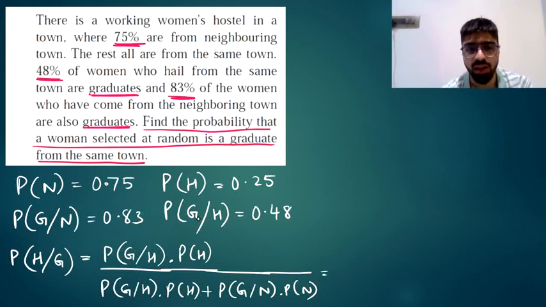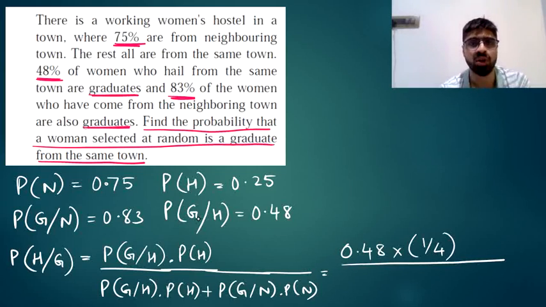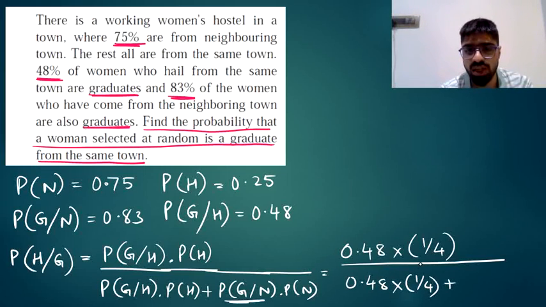So P of G given H is 0.48. So we have 0.48 multiplied by P of H. P of H is 0.25. I think it would be appropriate to write it as 1 by 4, because even in the denominator you will have similar numbers. P of G given H into P of H will again be 0.48 into 1 by 4, plus P of G given N, which is 0.83, into P of N, which is 0.75, which we will prefer to write as 3 by 4.